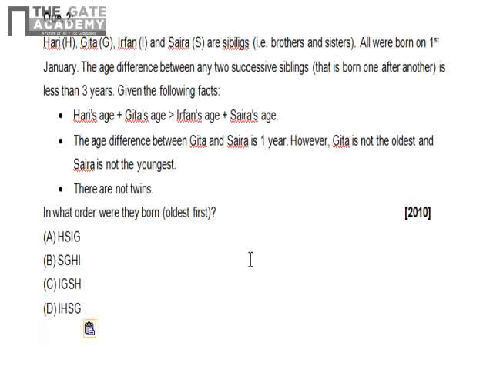Now we'll see the second question, which was asked in 2010. It is a question of 4 siblings: Hari, Geeta, Irfan and Saira. All were born on 1st January. The age difference between any 2 successive siblings, that is, born one after the other, is less than 3 years. Less than 3 years means it will be 1 year or 2 years. Why is there no 0? Because in the third point it is written that there are no twins.